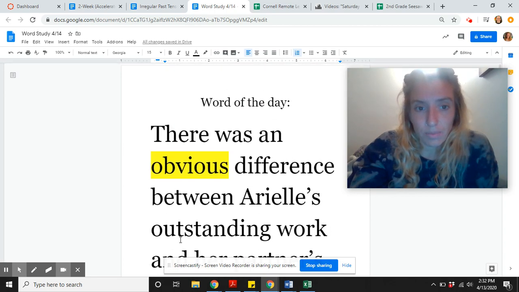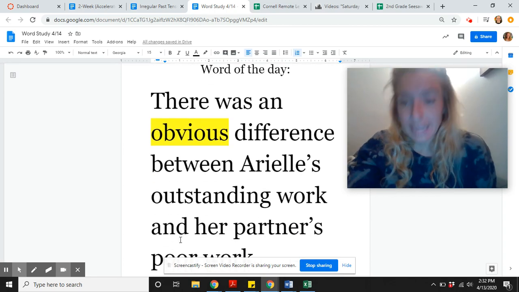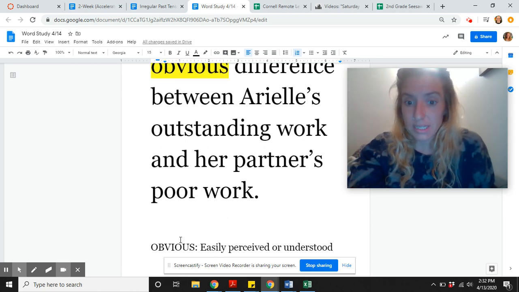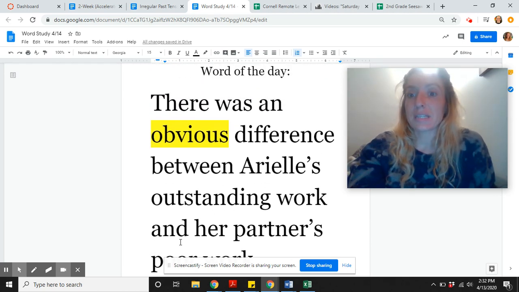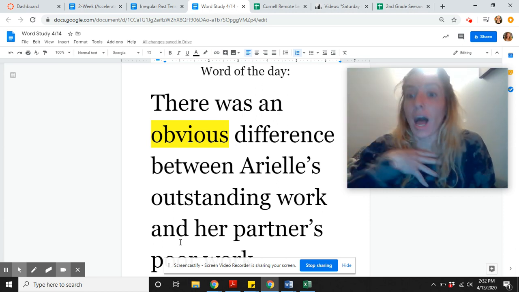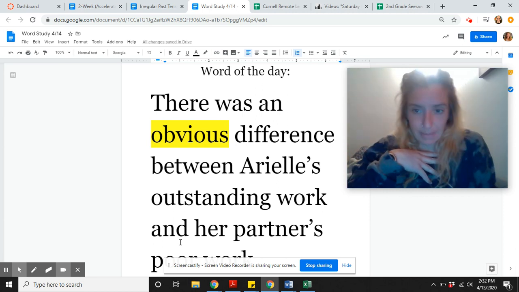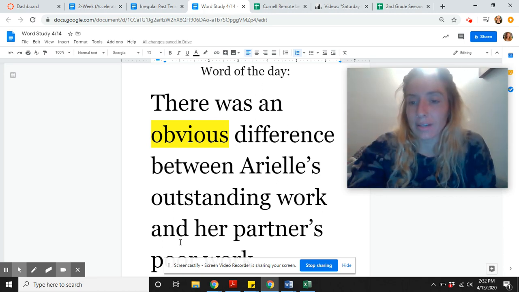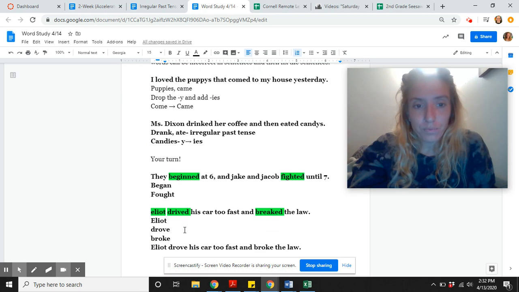All right. Nice job, team. Let's remind ourselves of the word of the day. The word of the day was obvious, and that means easily perceived or noticed or understood. So you can say, obviously, I should win the science fair because my experiment was the best. Or you can say she made an obvious change to her hair, like it was really clear to everybody.